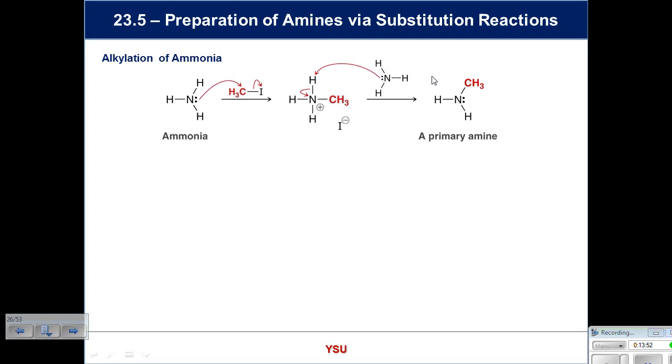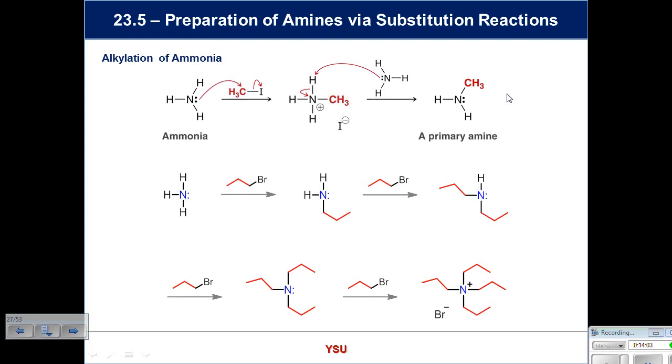But the problem is this material at the far right is more reactive than what we start with because this methyl group is pushing electrons into the nitrogen, making the nitrogen want to give that lone pair away. So it's more nucleophilic now. So what we'll find out is that this reaction isn't much use other than going all the way to the quaternary salt, which is the thing at the bottom.